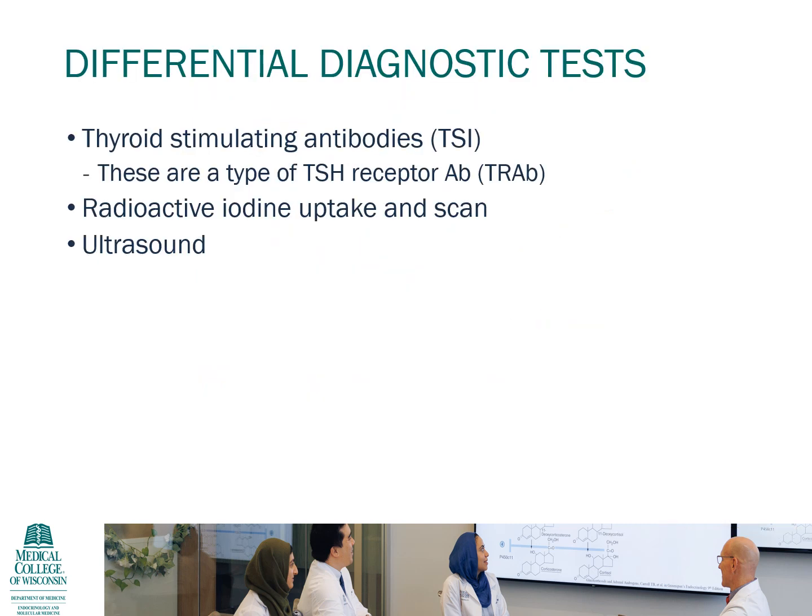So there are several different differential diagnostic tests. We're going to talk about the thyroid stimulating antibodies, TSI, or sometimes referred to as TRAB, TSH receptor antibodies. You can really just consider these all to be the same thing. They're the antibodies to look for Graves' disease. They are positive. They are the causative antibodies in Graves' disease. We'll also talk about radioactive iodine uptake in scans and ultrasound.